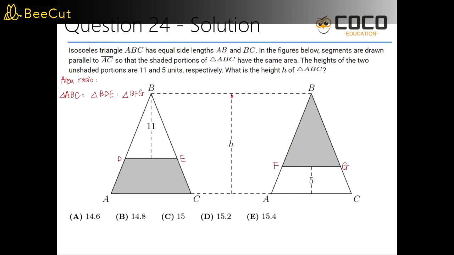So for the big triangle ABC, the height equals h. The side is h, so the area will be h squared. And the next one, BDE, the height is 11. So this is 11 squared. For BFG, we can also find the height. The height is h minus 5. So this is h minus 5 squared. The side ratio is h to 11 to h minus 5. So you square it, we get the area ratio.